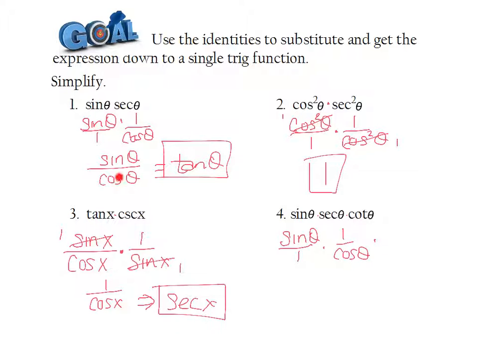Tangent was sine over cosine. So if I went to my reciprocal identity, I would just write it 1 over tangent, but that doesn't help me because these are in sines and cosines. I want to go to the quotient identity. That would be, instead of sine over cosine, it would be cosine over sine.